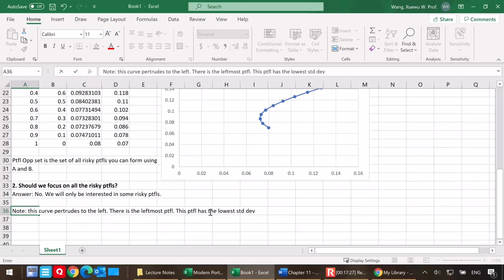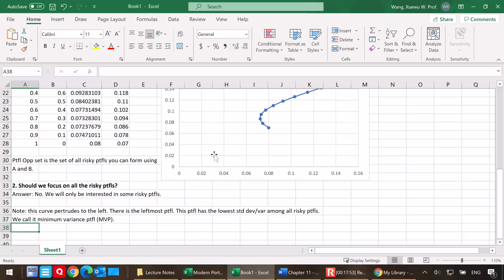And of course, because the standard deviation is the lowest, this portfolio also has the lowest variance among all risky portfolios. And because of this, we call it the minimum variance portfolio. All right, and this is denoted by MVP. Okay, so we have the minimum variance portfolio.